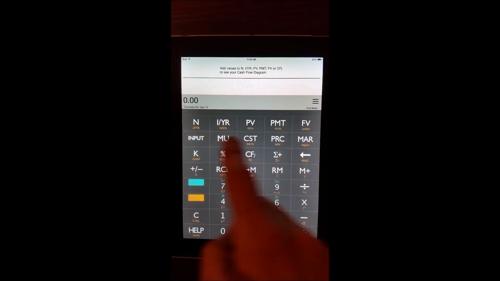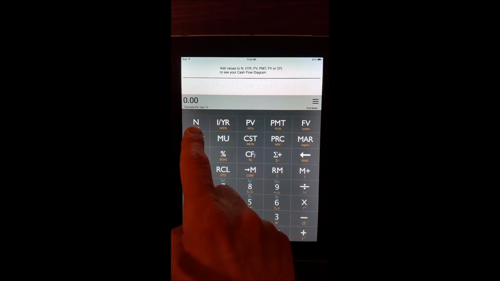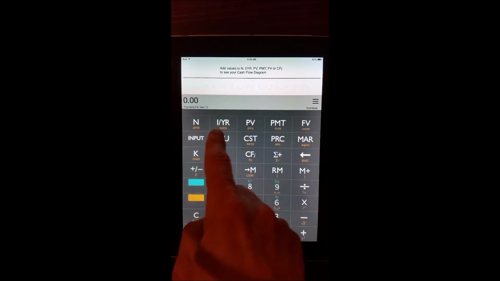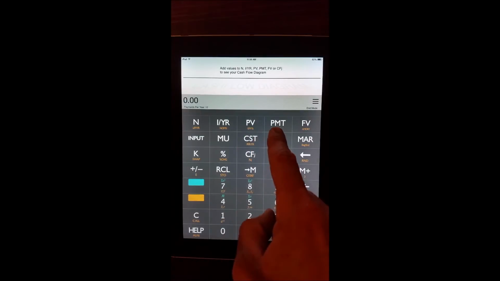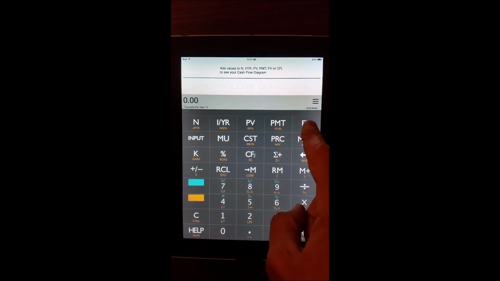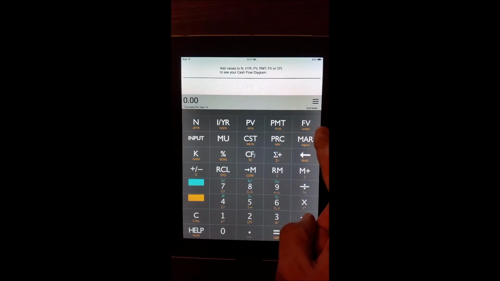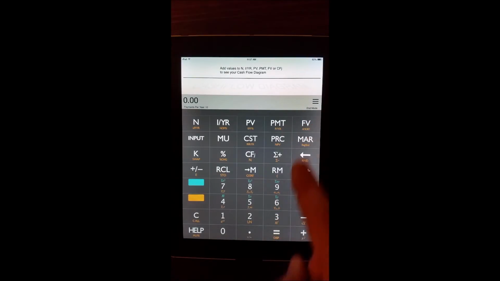Up here, you'll notice all the buttons. N is for number. In this situation, it's number of months. I/YR is interest rate per year. PV is the present value. That'll be the value of the mortgage, how much the total size of the mortgage is. PMT, those are payments. That's how much Dan can pay every month. FV is future value. That's what the value of the mortgage is at the end of 30 years.